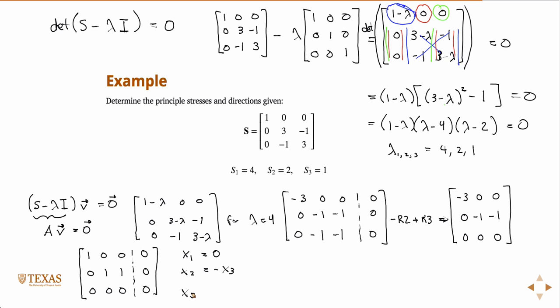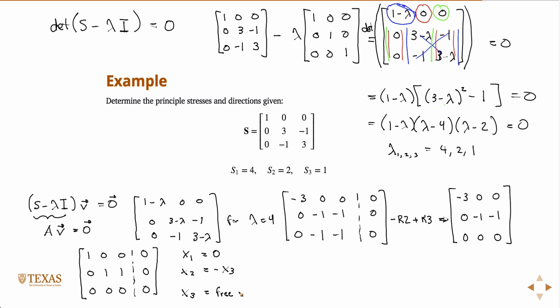Does anybody know what this row of zeros implies? Some of you have taken linear algebra, so you might have seen this before. It implies that there are infinite solutions. Okay? So what I'm going to say here is that x3 is free. It means I can choose it to be anything.